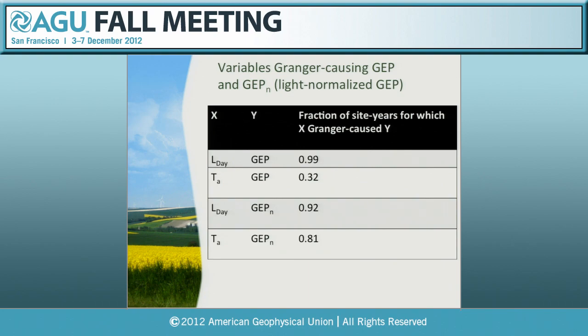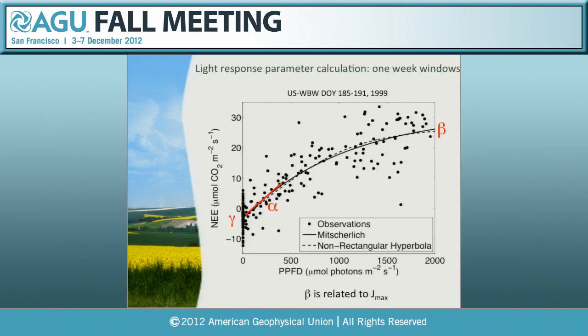After you normalize by the amount of light that falls in the first place, air temperature, in fact, does Granger cause normalized GPP almost all the time, as does day length, and these results are already arriving initially at my conclusion that both of these terms are important.